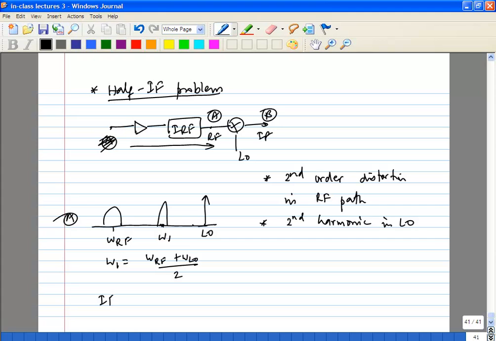So you're going to get an IF component. Your second order distortion is going to produce a 2 omega 1 component, and it's going to mix with the second harmonic in the LO.